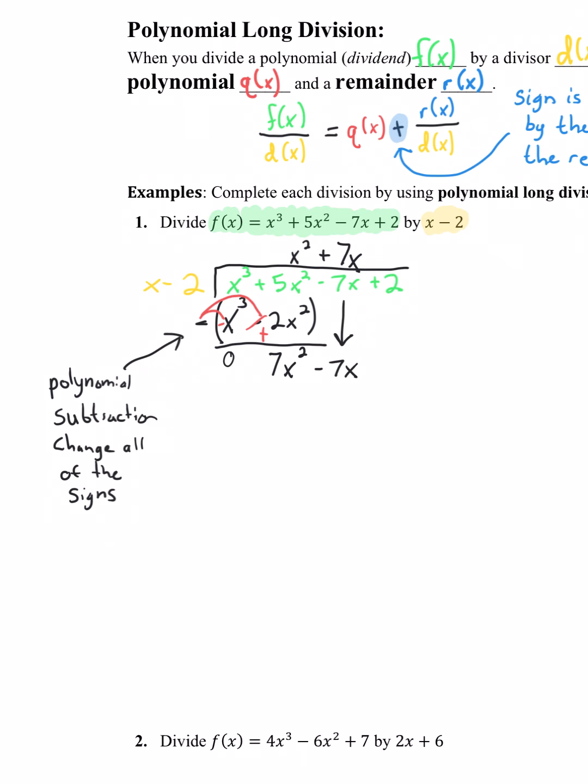So I just cover up the 2, and I ask myself, x times what equals 7x squared? It turns out it's going to be a 7x. So that's how I would get the 7x squared. And then I also have to multiply that 7x times -2. And that gets me negative 14x here.